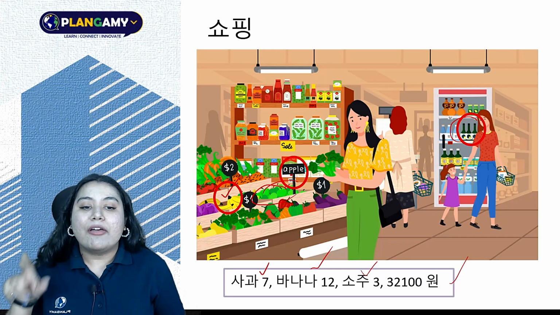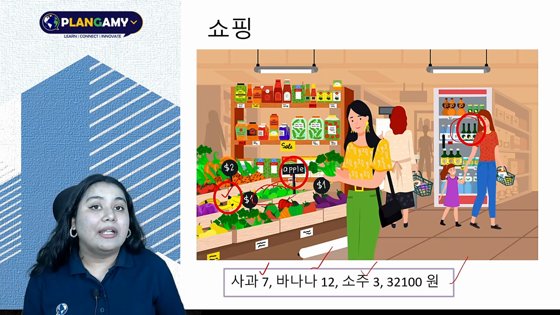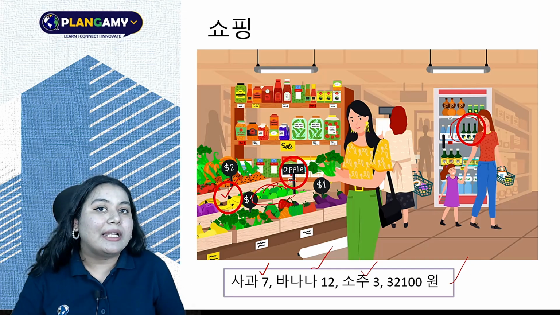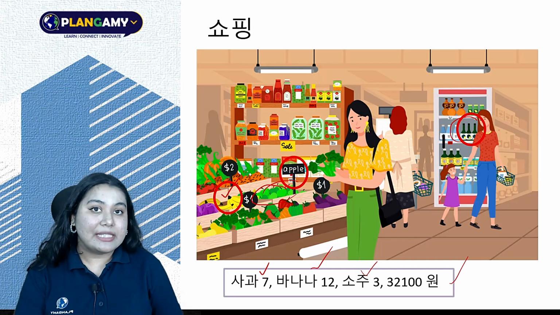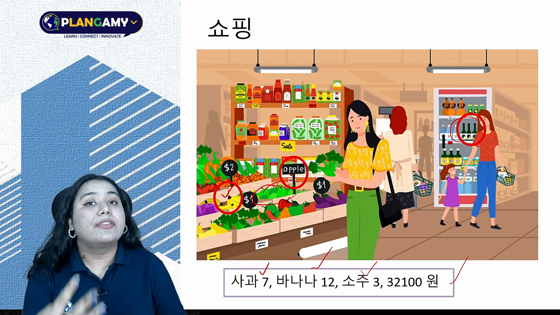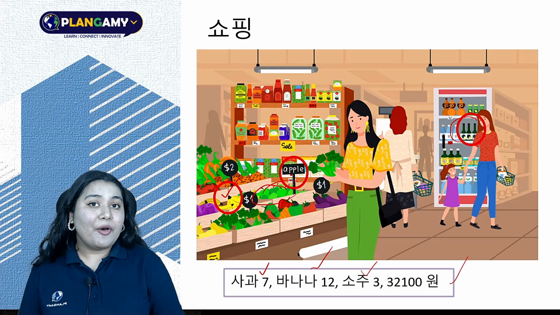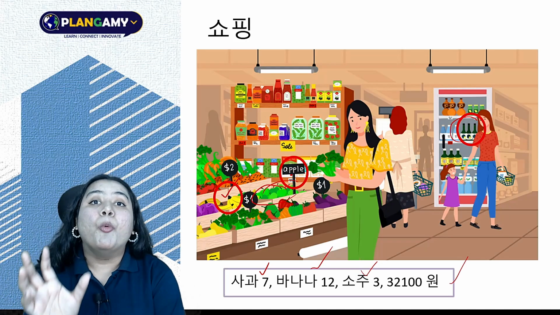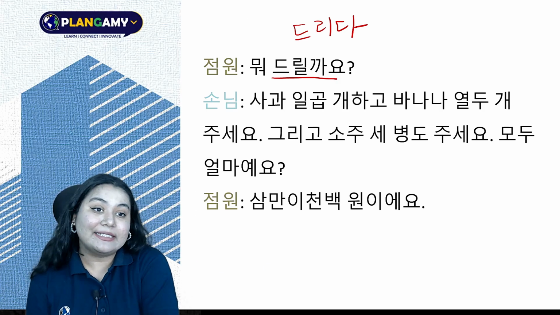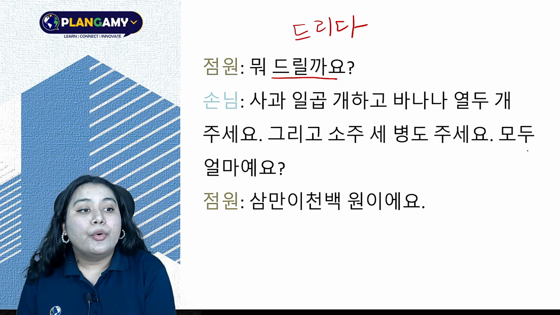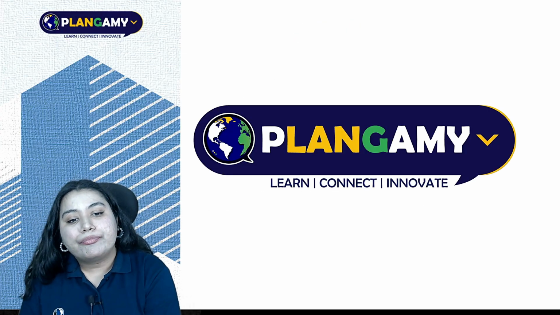So 7 apples, 사과 7개 하고 바나나 12개 하고, 12 bananas. 소주 3병 주세요. Please give me 7 apples, 12 bananas and 3 soju. Right? Then you will ask for the total amount also. So I can say 모두, all of it. 얼마예요? How much is it? Right? 모두 얼마예요? How much is it in all?